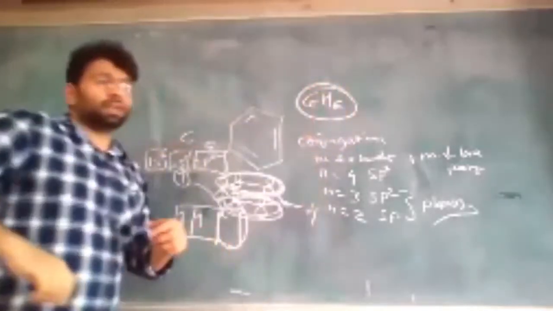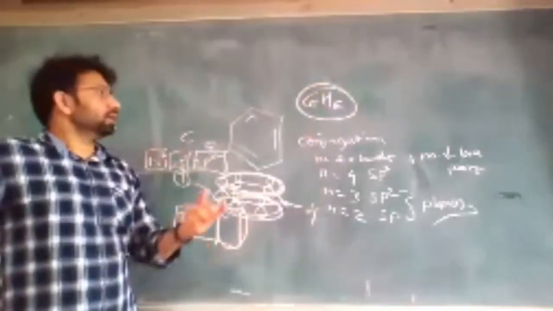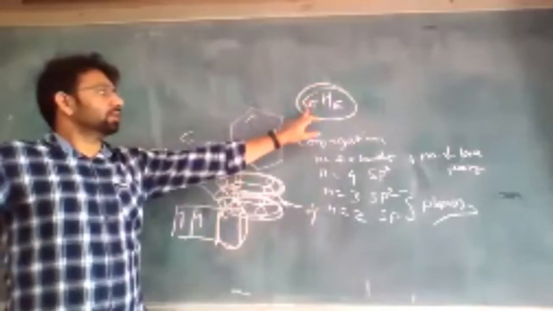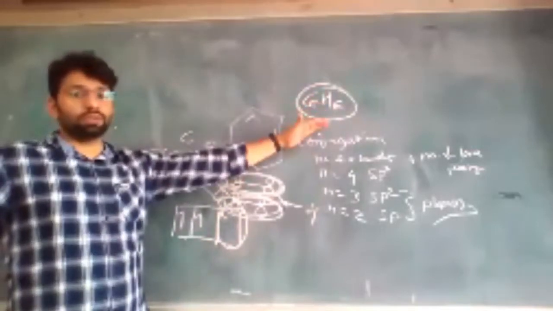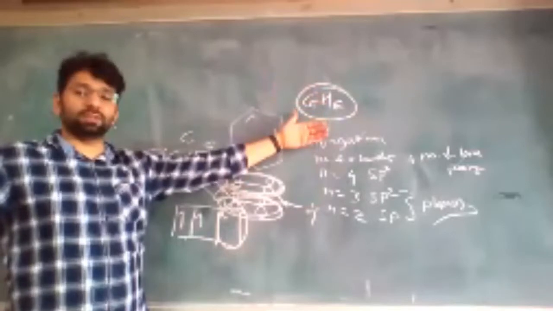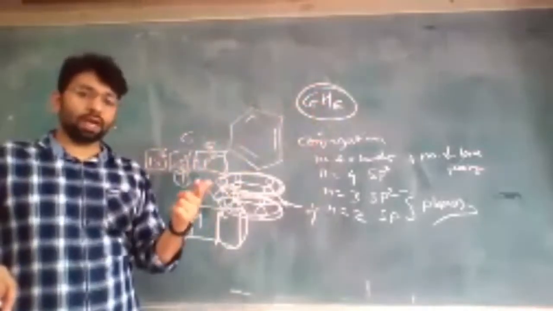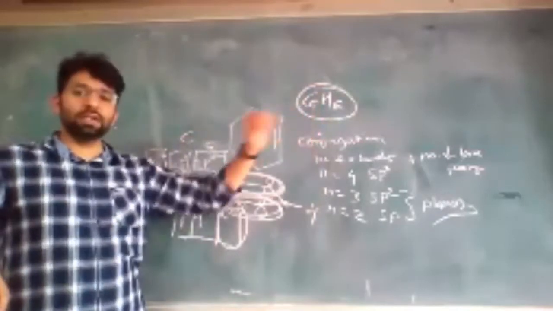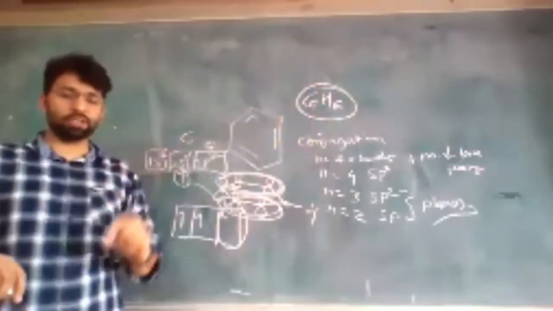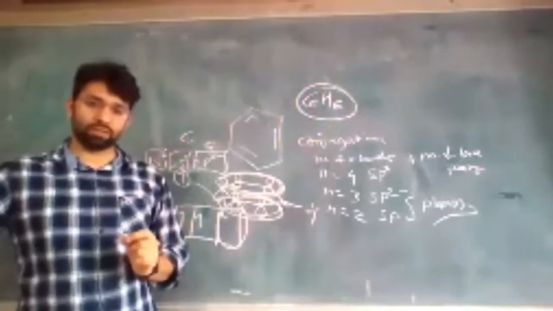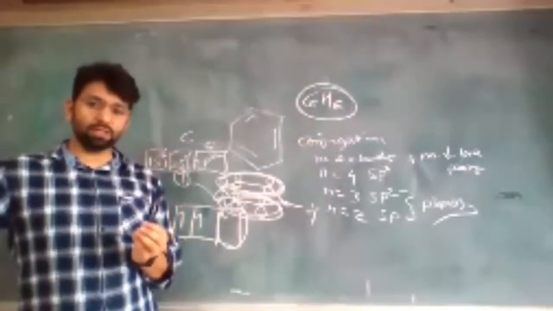But there are some reasons why we are not designing the straight chain compound as a benzene. The reason is that for this compound, as the formula is C6H6, there may be a 100% possibility of unsaturation. Are you aware about unsaturation?